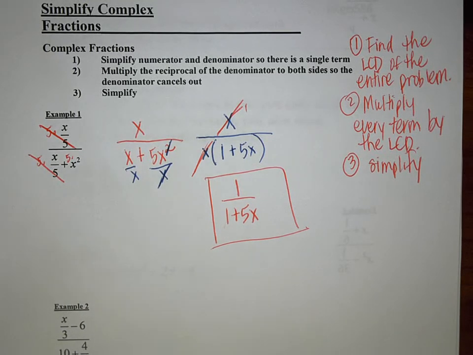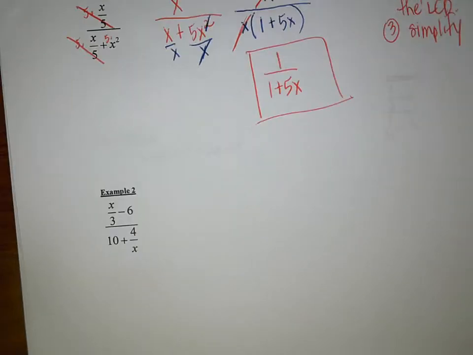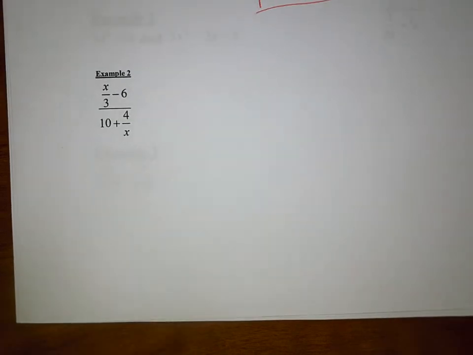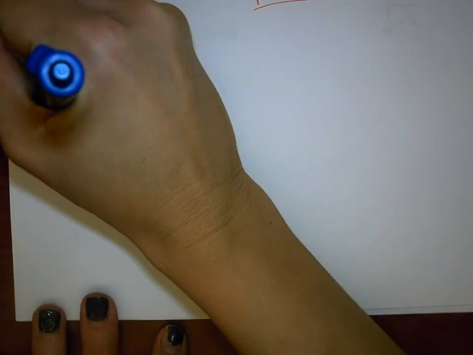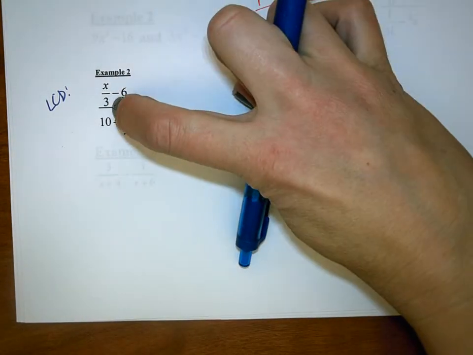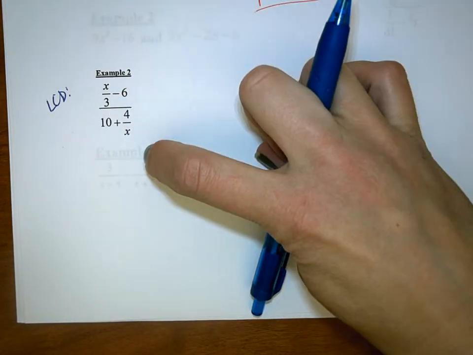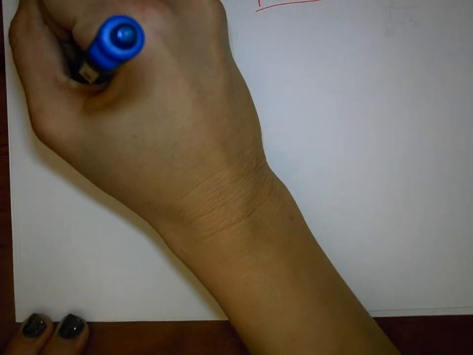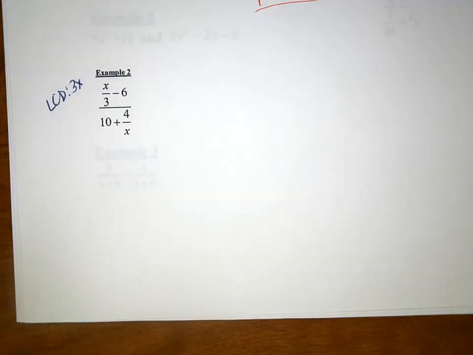All right, example 2. Okay, so looking at this problem, what would be my LCD? 3x. Good, because we have a 3 in one denominator and we have an x in one denominator, so you're going to need both of them. So my LCD of the entire problem is 3x.